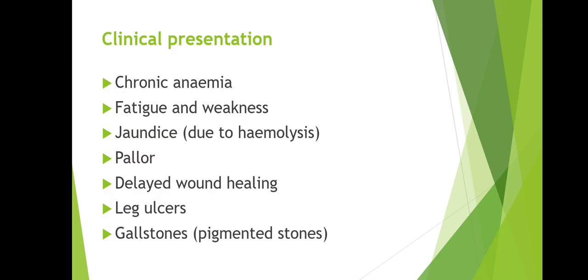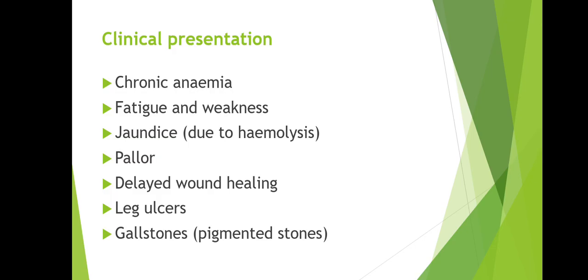Then there are usually going to be leg ulcers. This is due to the occlusion of blood vessels. Occlusion of blood vessels is going to cause hypoxia, and hypoxia is what leads to cell death. So there are going to be ulcers in the lower legs, as well as gallstones. Why? Because there are pigmented stones.